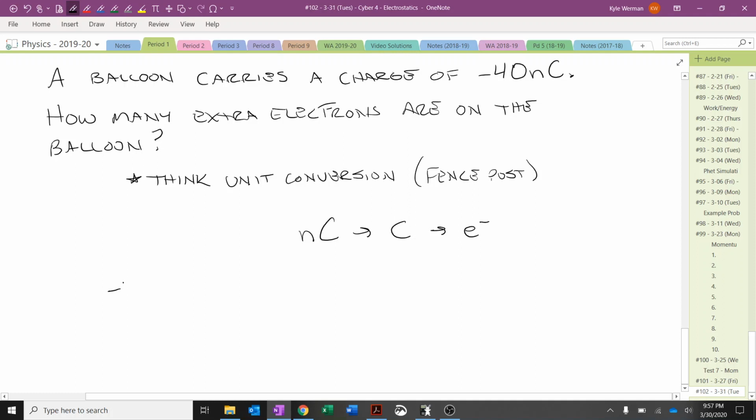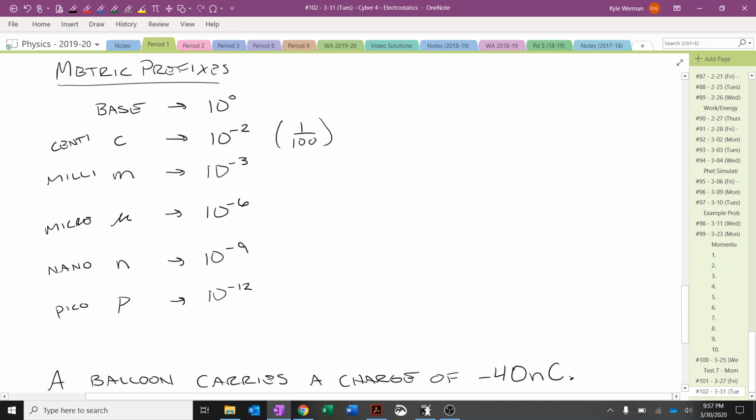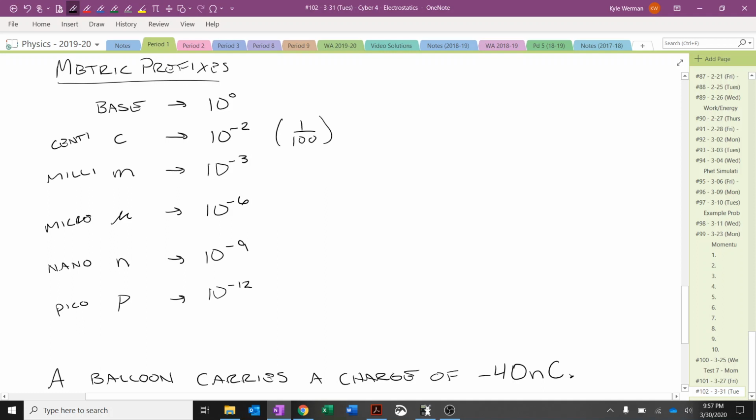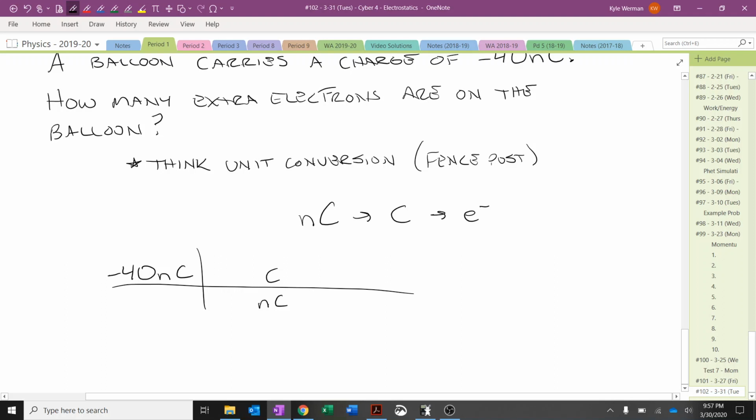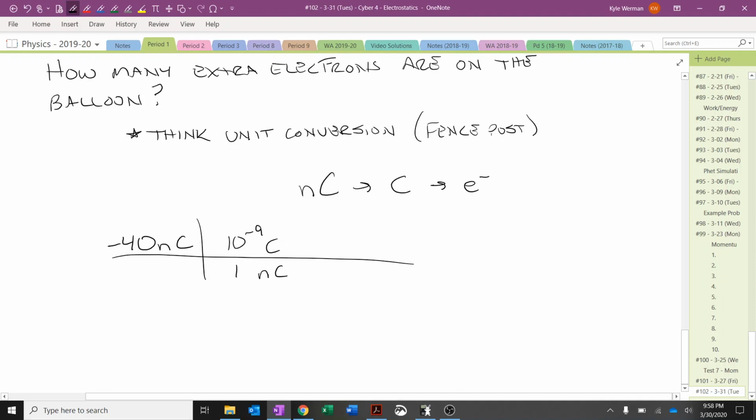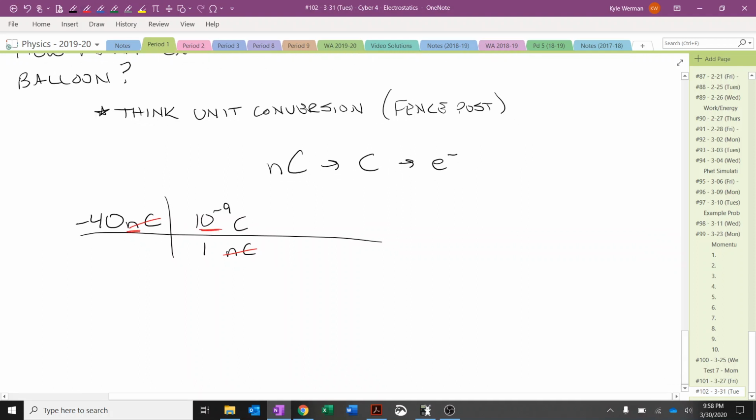Well, let's write what we have. We start with negative 40 nanocoulombs, and we can set up a fence post. I want to get rid of nano. Well, there's nanocoulombs, and there's coulombs. Now, the way these metric tables work, nano, that little n, literally means 10 to the negative 9. So I can put 10 to the negative 9 over 1, and that's going to get me out of nanocoulombs and into coulombs. Nano is the same as 10 to the negative 9.